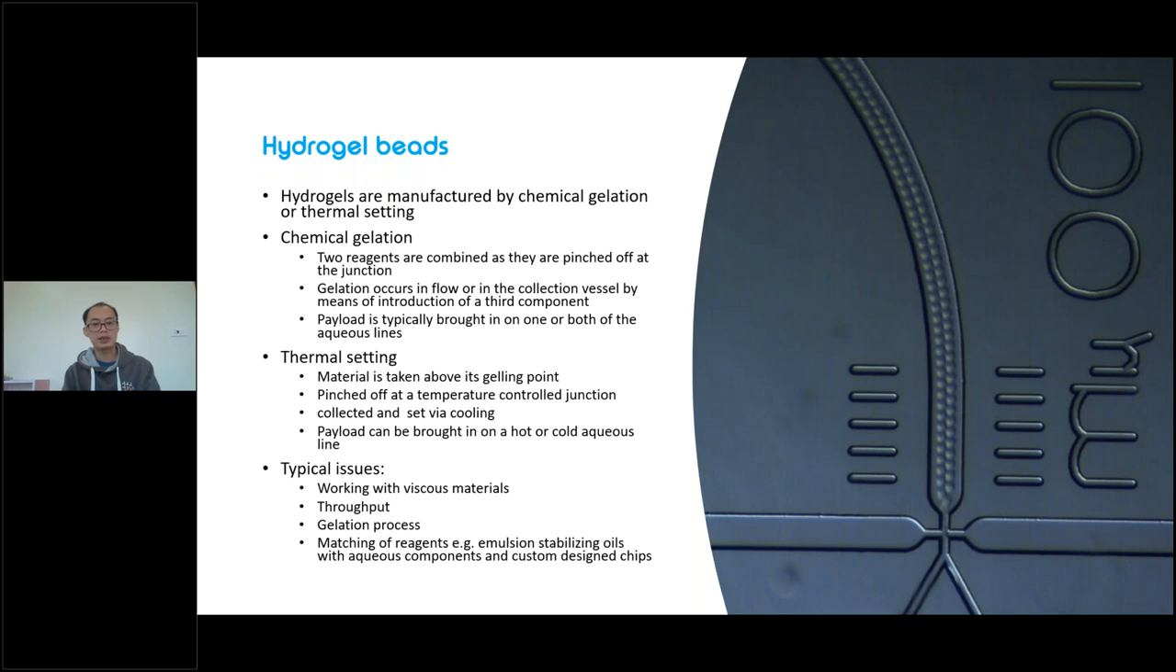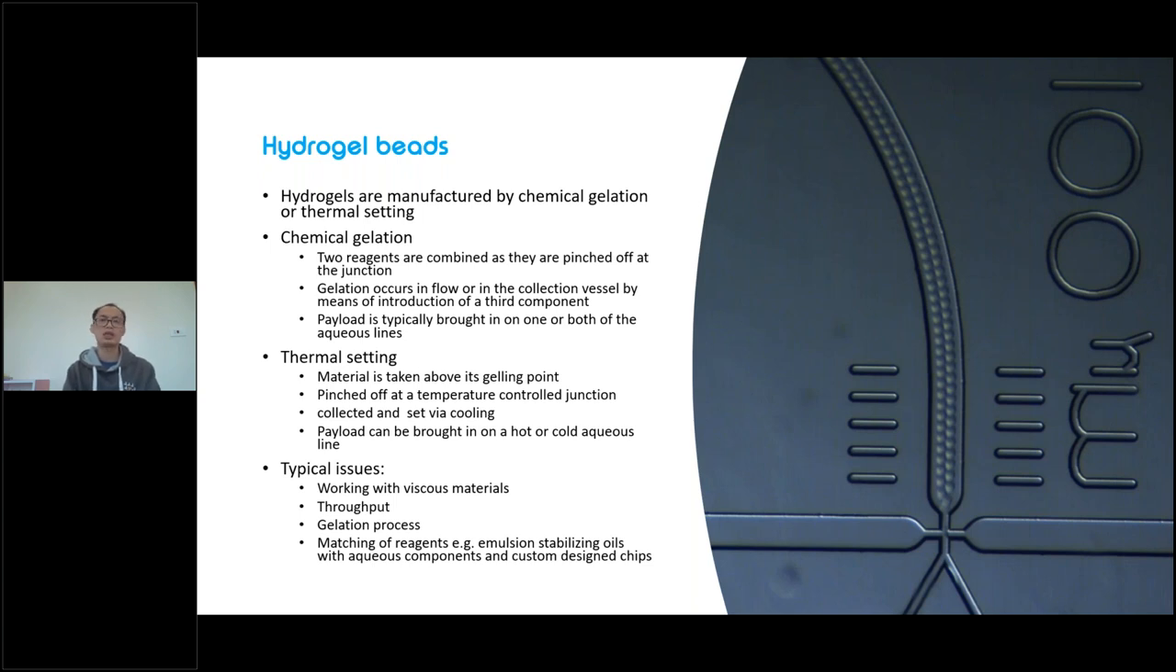The second method is thermosetting. With the thermosetting method, the material is taken above its melting point, and after that it is pinched off at a temperature-controlled junction. The product is collected and set via cooling. For this method, the payload can also be brought in on a hot or cold aqueous side.